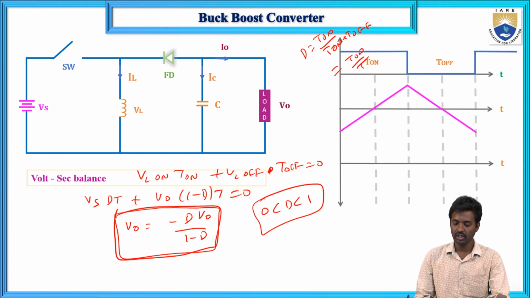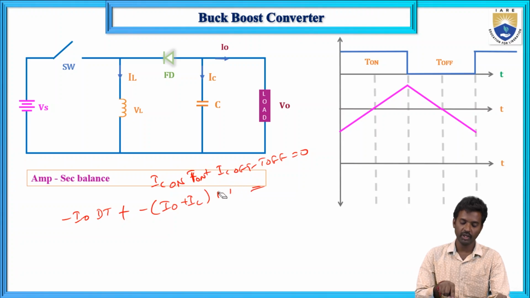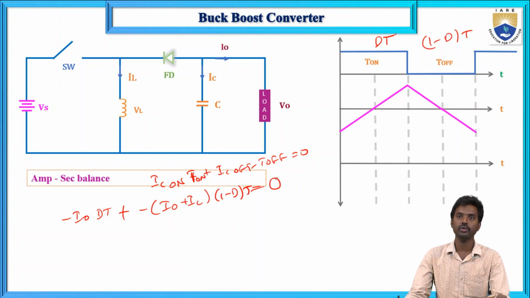Now the ampere-second balance: IC off T off plus IC on T on equals 0. Here IC on means minus I naught plus IL into DT, plus, sorry, not DT, for the turn-off interval it is 1 minus D, minus I naught plus IL into (1 minus D) T, equals 0.